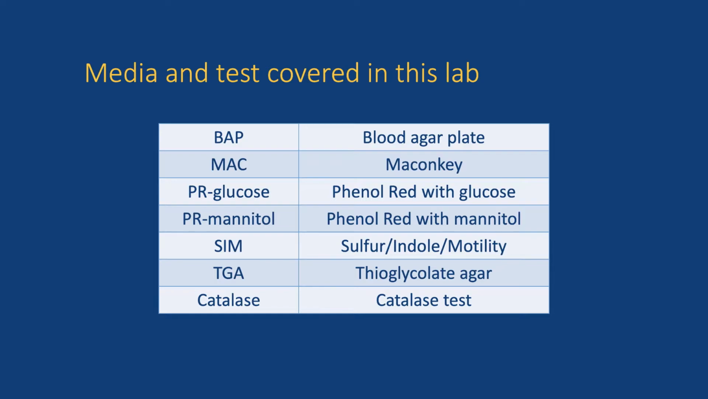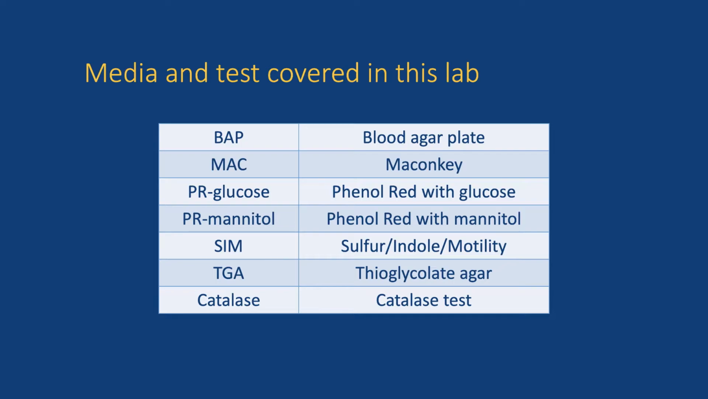You will need a BAP plate. This is a bright red agar plate with black letters stamped on the back. A MAC plate, which is more burgundy in color and does not have letters stamped on the back because we prepared this medium ourselves in the Santa Fe College laboratory. PR glucose and PR mannitol are orange-red broths, liquid media in tubes, which should be labeled with the name.